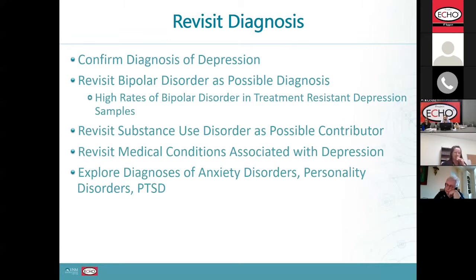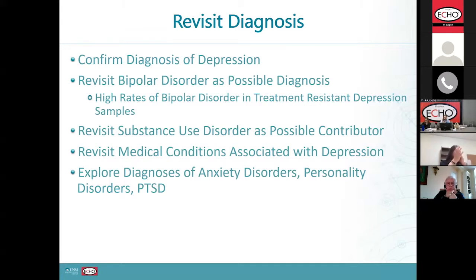And why is this important, revisiting bipolar disorder as a diagnosis? Well, number one, there are high rates of bipolar disorder in treatment-resistant depression samples. So treatment resistance in depression can be a risk factor for bipolar disorder. Number two, it will change your treatment fundamentally.